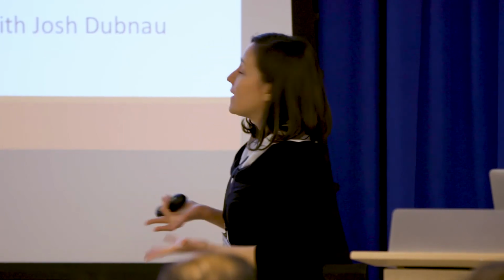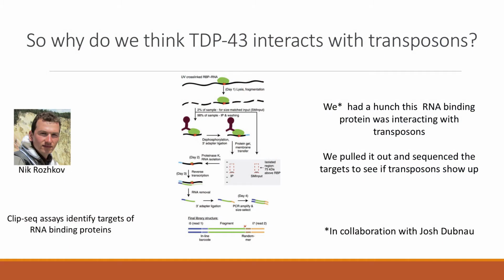Okay, so why am I telling you all this? Why do we think that TDP43 interacts with transposons? Well, TDP43 is an RNA-binding protein. You can immunoprecipitate this out of cells, and you can ask, what are its normal targets? And we kind of had a hint from some genetic evidence earlier that this was actually going to perhaps be interacting with transposon biology, which is why we really went after this. So we pulled it out of cells. We asked what its targets were.